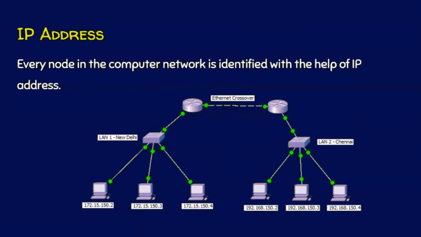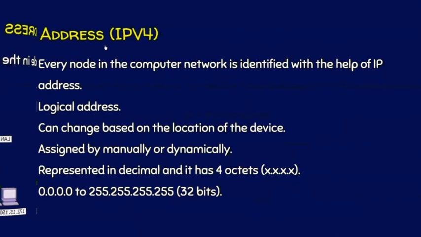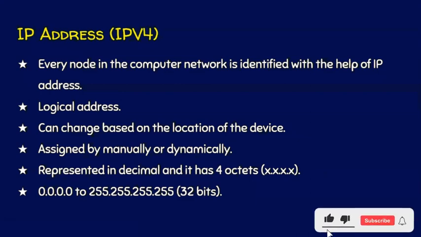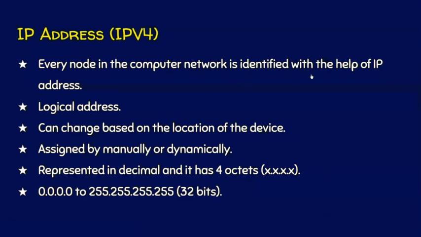Now we will see more about IP addresses. When I say IP address, there are two variations, IPv4 address and IPv6 address. In this computer network series, we will be learning about both IPv4 and IPv6 elaborately in the upcoming lectures. For the time being, we will focus on IPv4 address. We already know every node in the computer network is identified with the help of an IP address only, and they are logical addresses too. Let me explain what a logical address is.